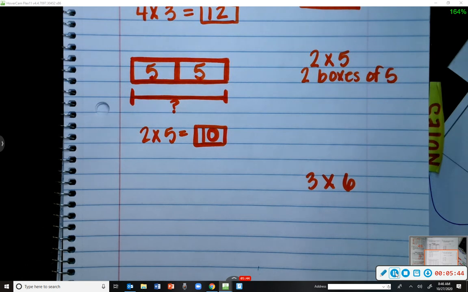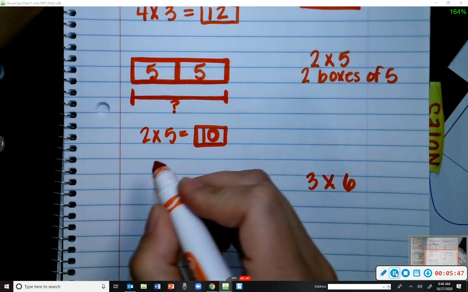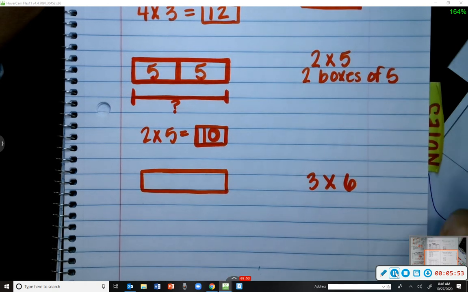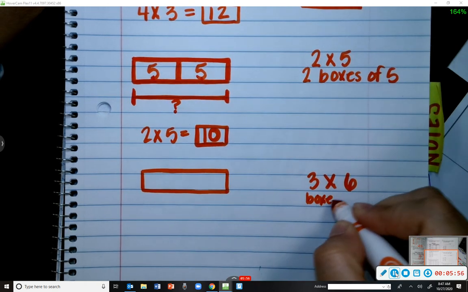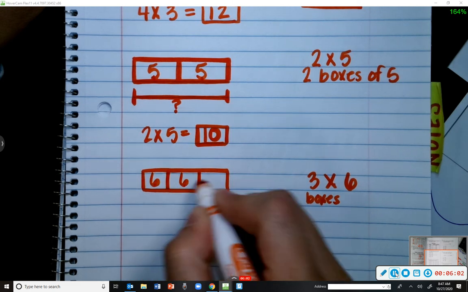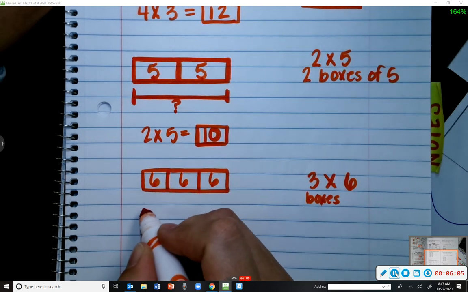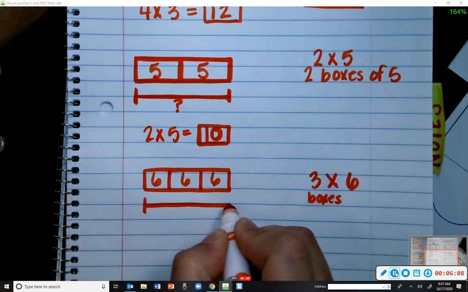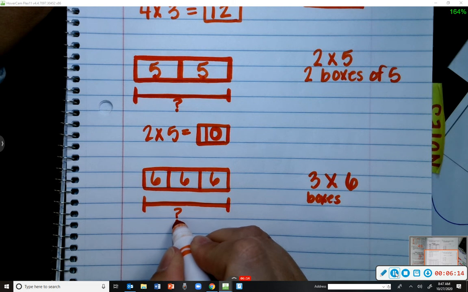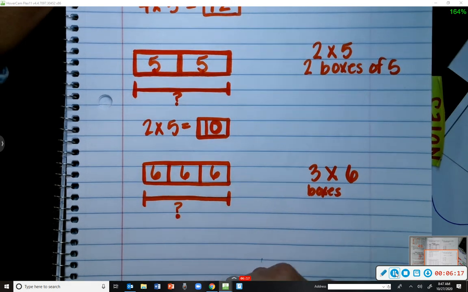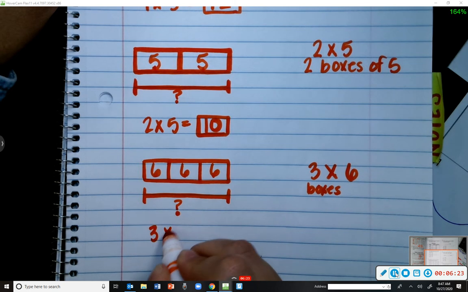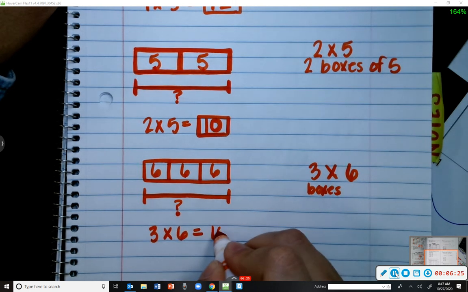Okay, so we walked around the room, saw a lot of good answers. So this is what it would have looked like. 3 times 6 means 3 boxes of 6. So I'm going to draw 3 boxes. 6 goes in each box. Now you could have drawn your whole line or your total at the bottom or the top, and then we put a question mark because that's what we're trying to figure out. How much does this equal? 6 plus 6 plus 6, or 3 times 6. What does that equal, class? 18. Good.